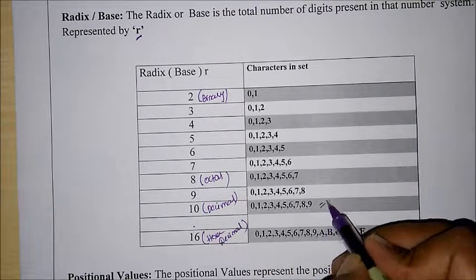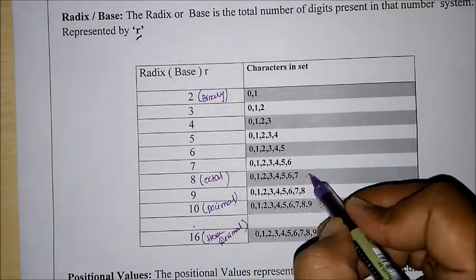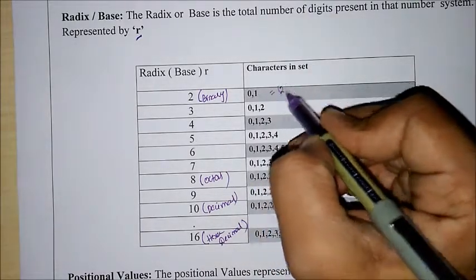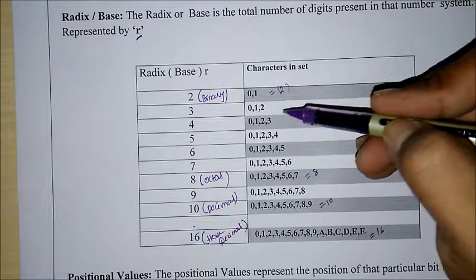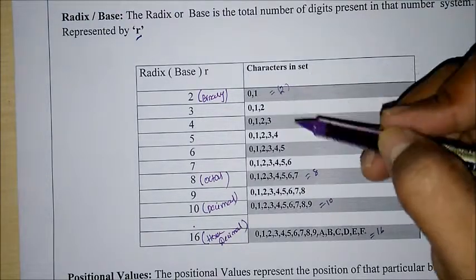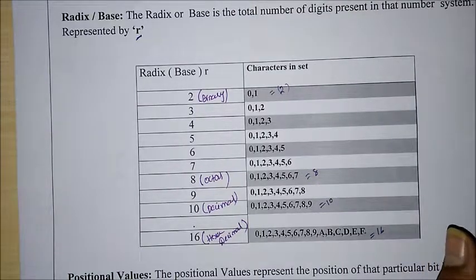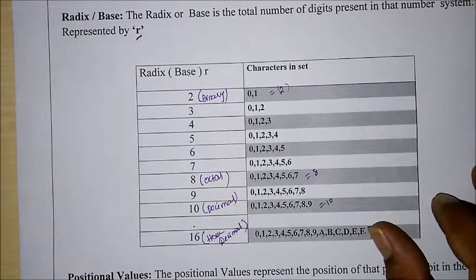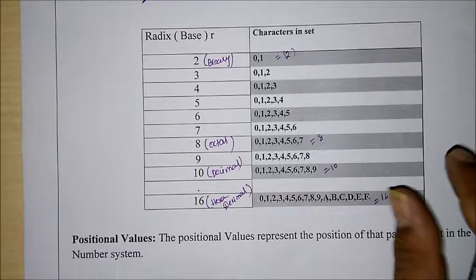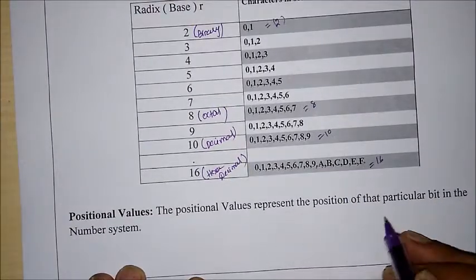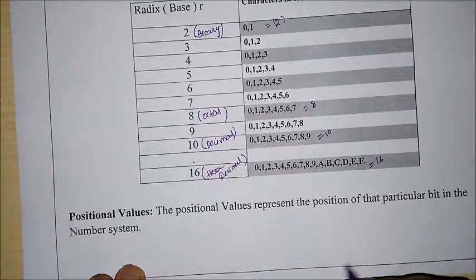Here in decimal we have 10, in the octal number system we have 8, and in the binary number system we have 2. So the total number of digits present in that particular number system, we are representing as its base. Now for each and every number system we have some positional values. What are these positional values? Let us see. The positional values represent the position of that particular bit in the number system.